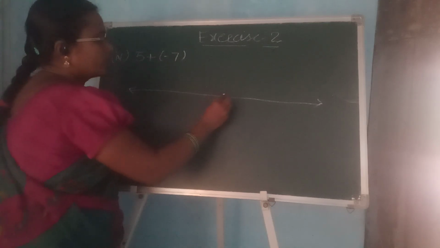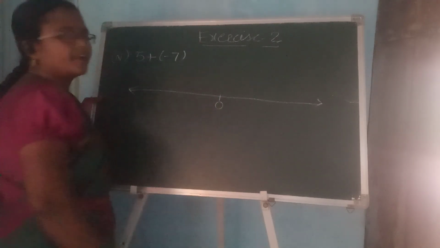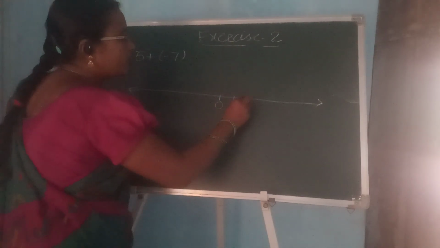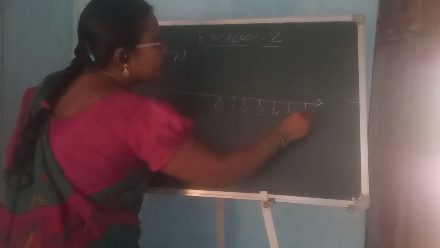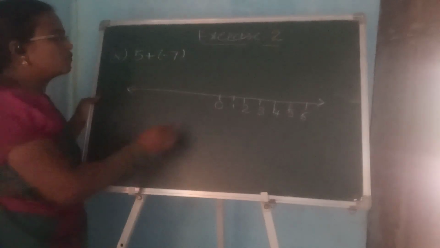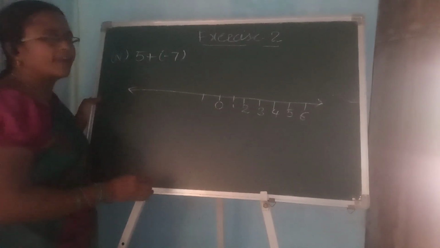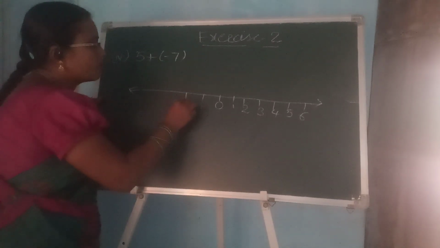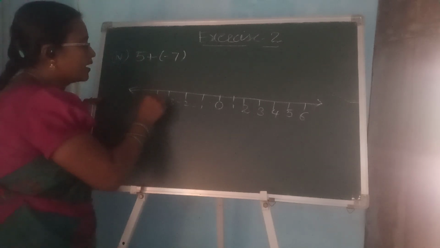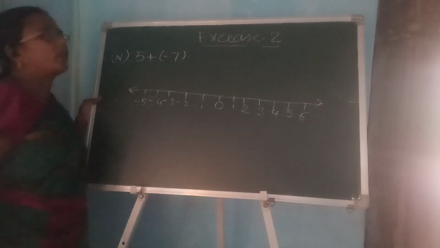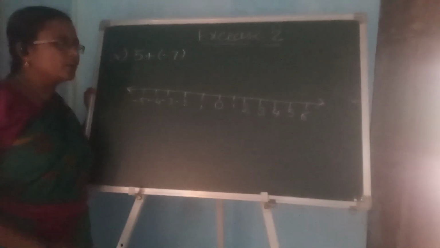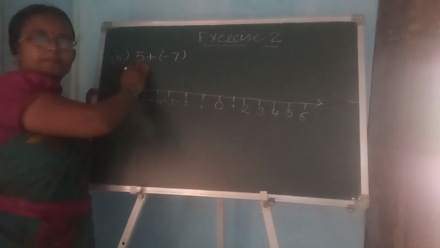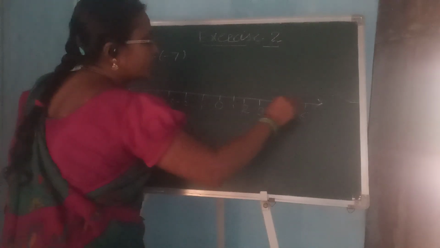Commonly, I take 0 in the center, and here 1, 2, 3, 4, 5, 6. On the right hand side are the positive values, and on the left hand side we take the negative values: minus 1, minus 2, minus 3, minus 4, minus 5 and so on. So now 5 plus of minus 7. First it is given 5, so I am taking 5.